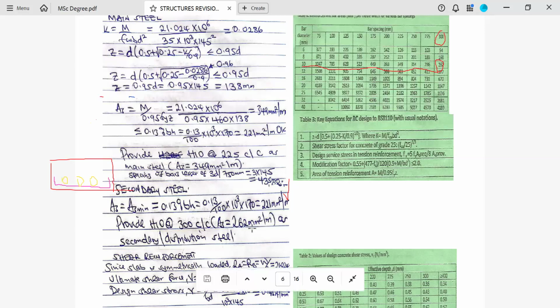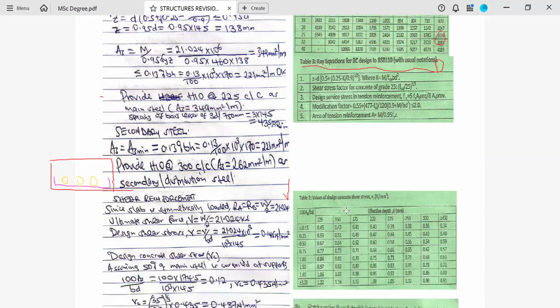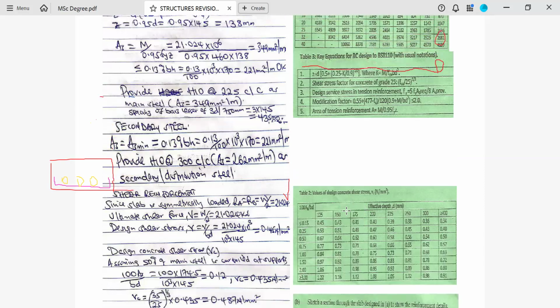Then now we go to shear reinforcement. We know the slab is vertically loaded, which means RA is equivalent to RB, like end reactions are equivalent, which is the same as ultimate load divided by 2. Now the ultimate shear stress, v, is the ultimate shear force over bd. Remember our b here is 1 meter or 1000 millimeter. Then our d is 145. Then we have to convert our ultimate shear force to newtons before we divide. So we end up with 0.145.